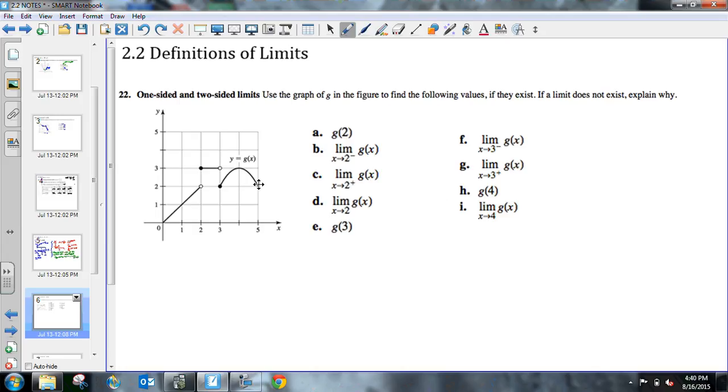Okay, so it wants to know what's g of 2. What's the point on my graph when x is equal to 2? And that's 3. Okay, that's where my point is. So g of 2 is equal to 3. That's just a point on the graph.